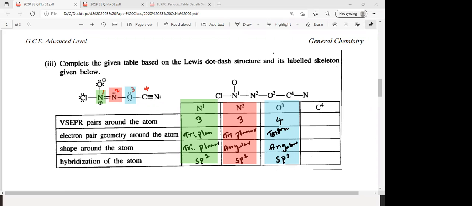C4, I'll use pink. C4 pink. How many? C4. So it's 2, then it's linear. It's linear, and here also it's linear, and here it's sp.